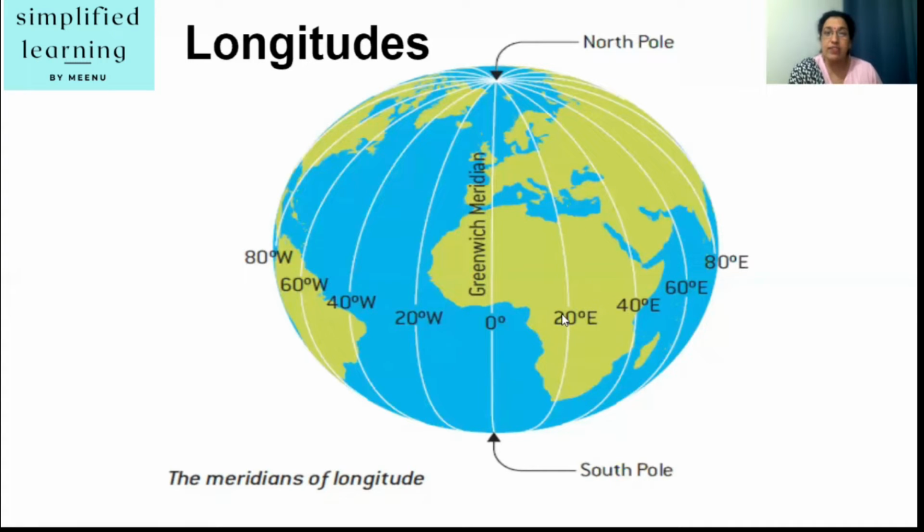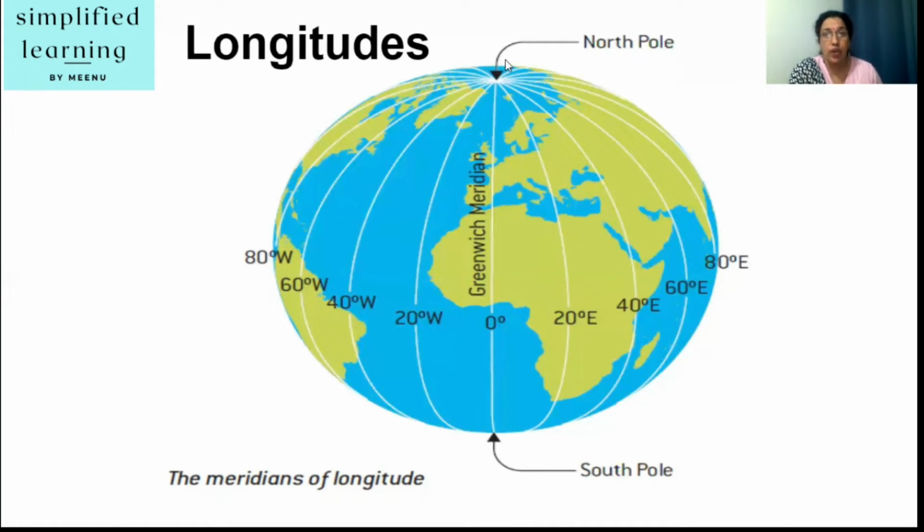Similarly, 40 degree west, 60 degree west, 80 degree west, and then you keep on going towards all the western hemisphere. Then the last semicircle will be 180 degree west-east, which is just behind 0 degree longitude. Similarly, if we go towards the east, 20 degree east, 40 degree east, 60 degree east, 80 degree east, and we go towards the last again. So that is why, how do we write 180 degree? We write it as 180-degree west-east together, because it is right at the backside of 0 degree.